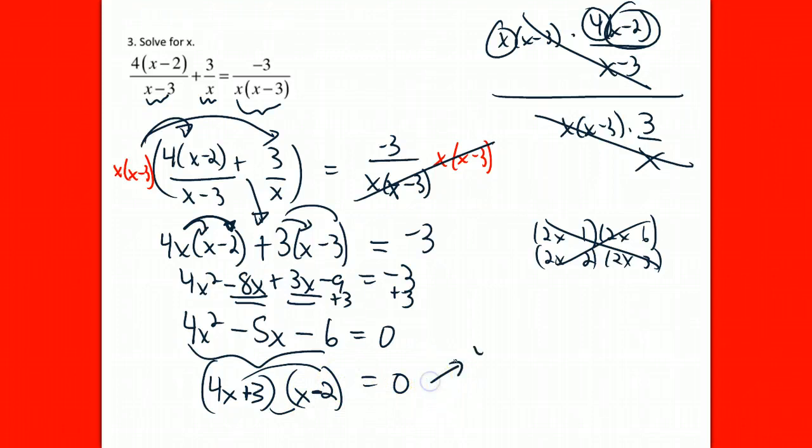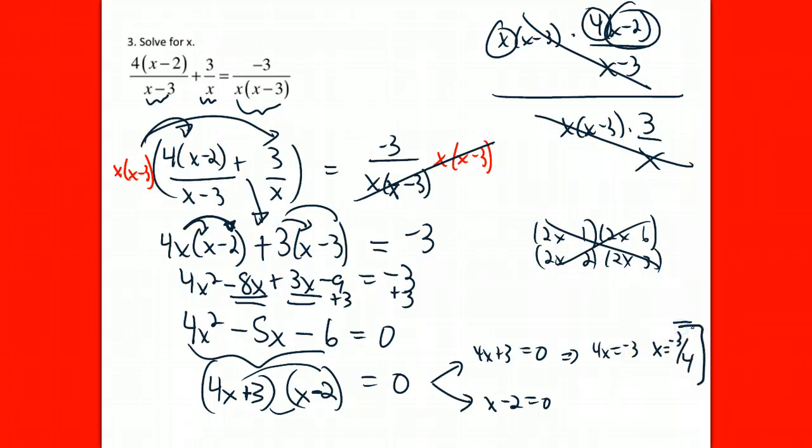So either 4x plus 3 is 0, or x minus 2 is 0. This says that 4x is negative 3, or that x is negative 3/4. And this just says that x is 2. And those are your two answers to that question.